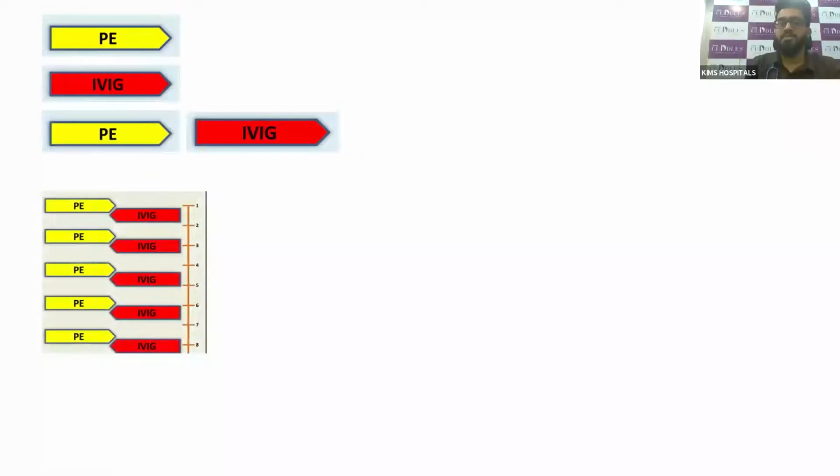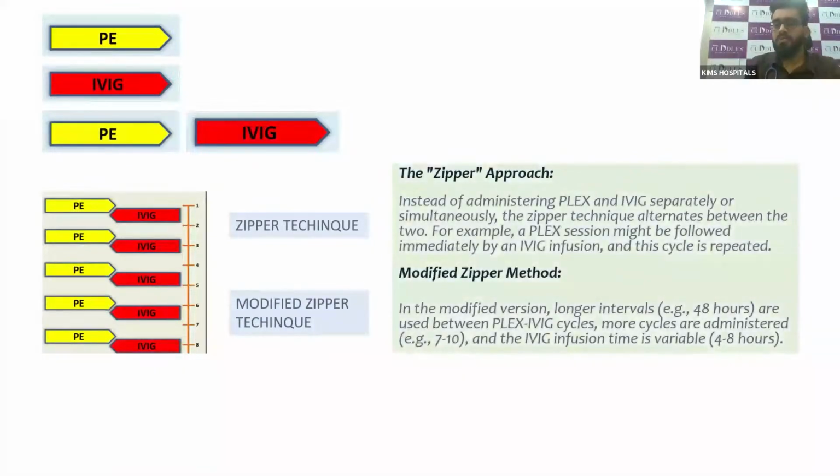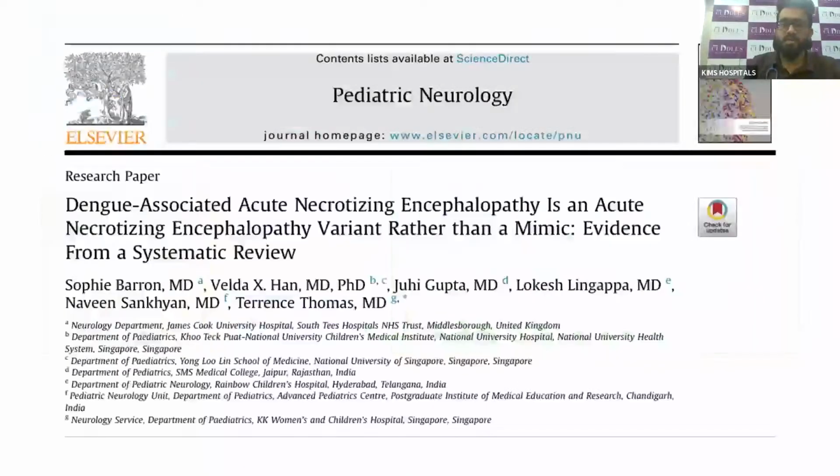This is the traditional technique, wherein you have plasma exchange alone, and if the patient improves, well and good, or you give IVIG alone, or you give plasma exchange followed by IVIG. And then the newer concept, the zipper technique, wherein you have plasma exchange alternating with small-dose IVIG, or there is something called the modified zipper technique wherein you have longer cycles of plasma exchange with a bigger interval. I won't go into the details. I think I'm not the correct person to talk about the details of that. I think the intensivist will take care of this.